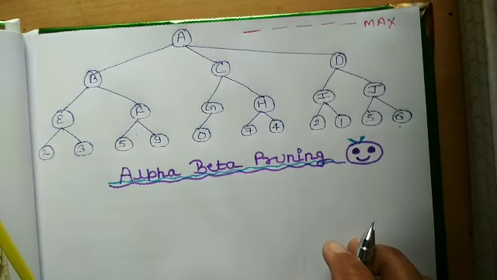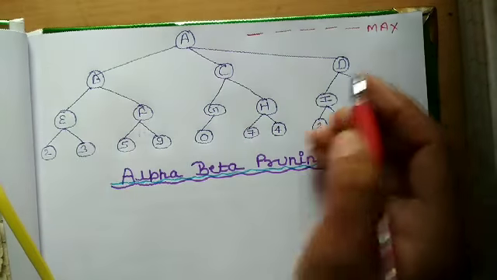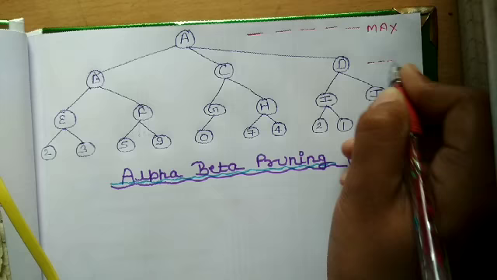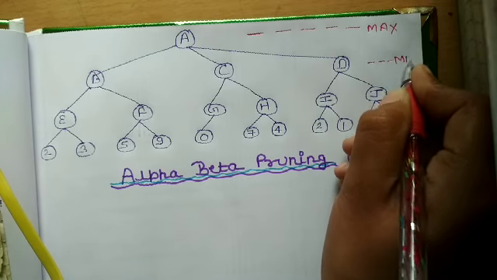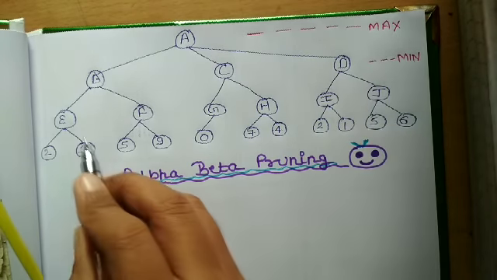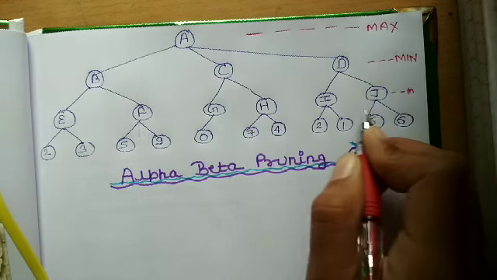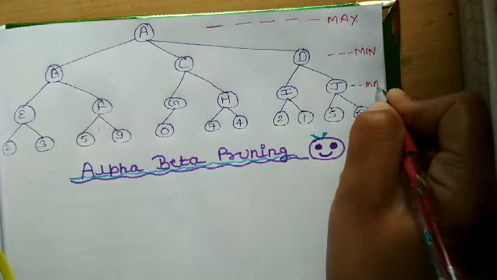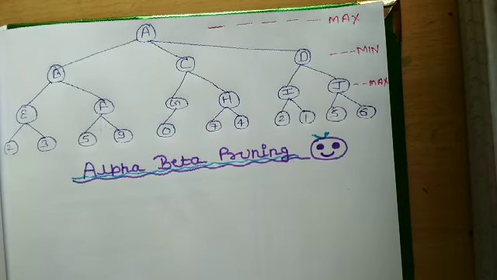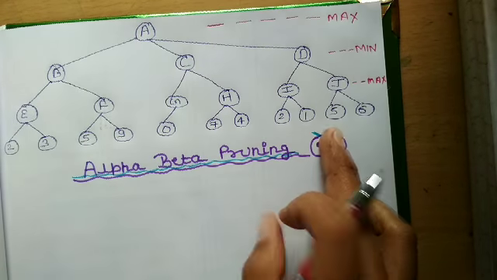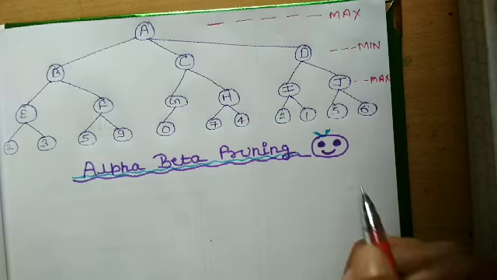Okay. This level I am taking as minimum level, so I am writing here as minimum. This level I am taking as maximum. Alternatively, you have to do maximum. Okay. And in the last nodes where values are given, you don't have to do anything.